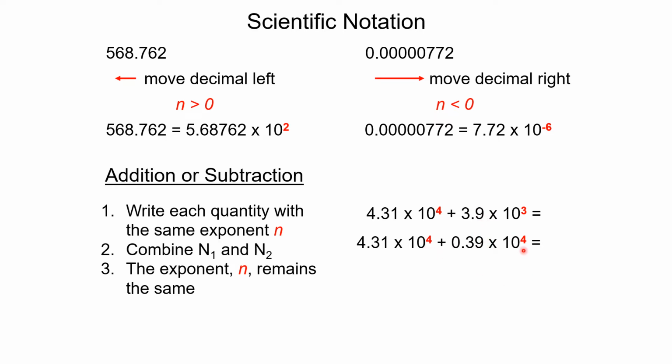Now I've got a 10 to the fourth in both cases. Okay, well, cool. Now I can just add my numbers. 4.31 plus 0.39, and I get 4.70 times 10 to the fourth. All right, so that's how addition and subtraction works with it. Now, as is often the case, multiplication and division are actually easier with scientific notation. So just multiply the number parts, and then you add exponents, because remember, rules of exponents, when you multiply like bases, you add their exponents.